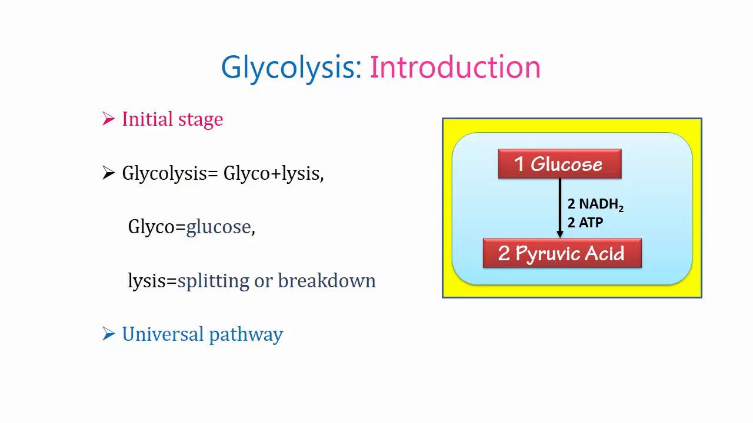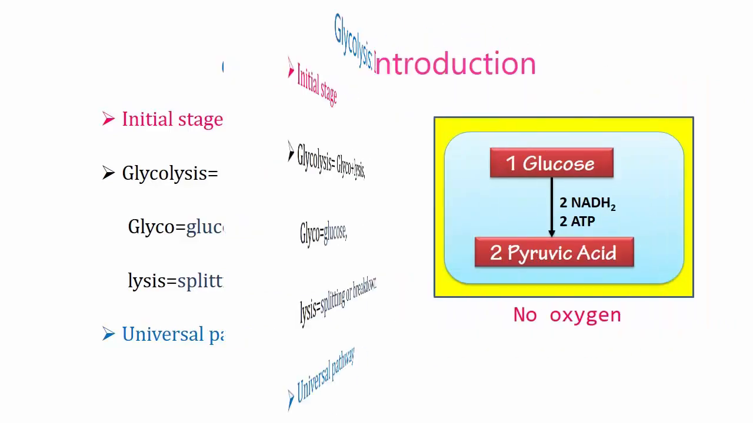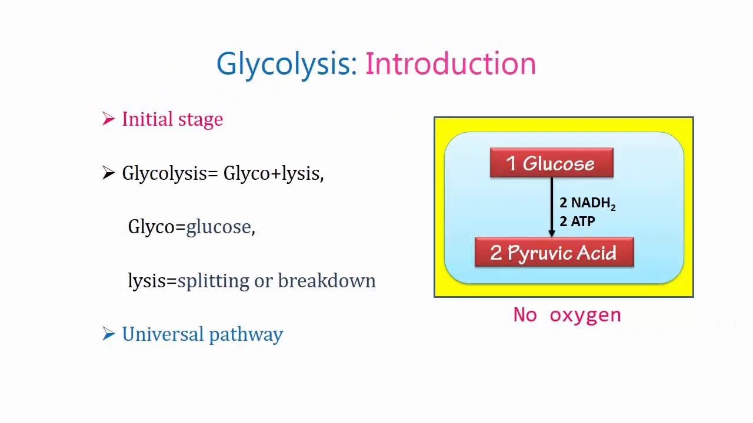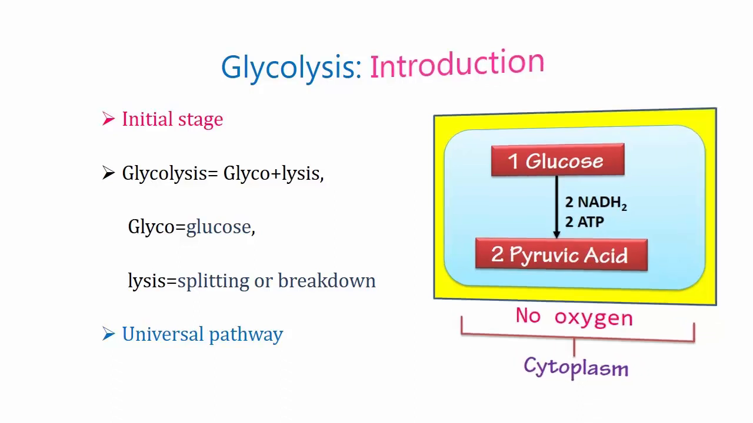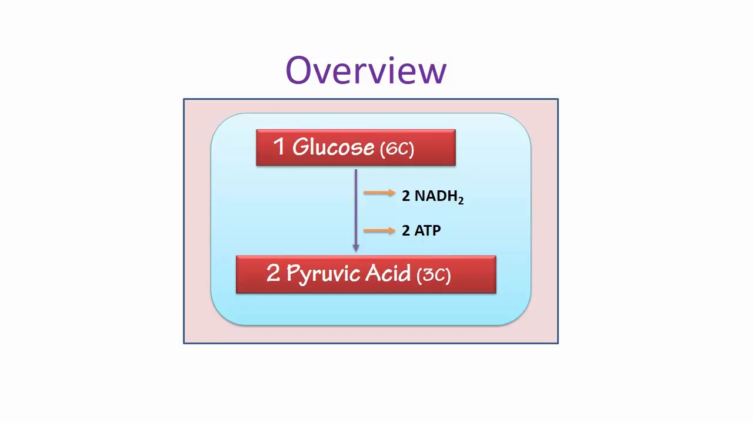Glycolysis is a universal pathway. It is common for aerobic and anaerobic organisms. Glycolysis does not require oxygen. It occurs in the cytosol of the living cell because all enzymes required for this pathway are present in the cytosol. First, we will have an overview about this process and then we will see various reactions involved in glycolysis.